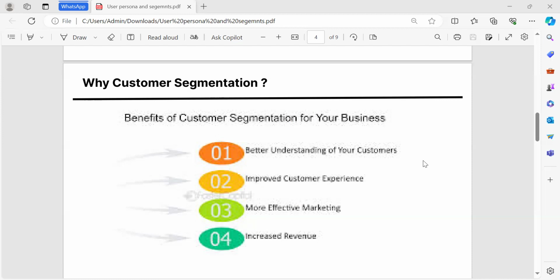Then the third one is more effective marketing. Let me give you an example. Since you have divided the Netflix users into three kinds of people, teenagers, working professionals, and old people, you would like to have personalized communications after this. You would not want to send multiple communications to working professionals because they would not like it, of course, since they don't have that much time during the day. They would like very minimal communication during the day.